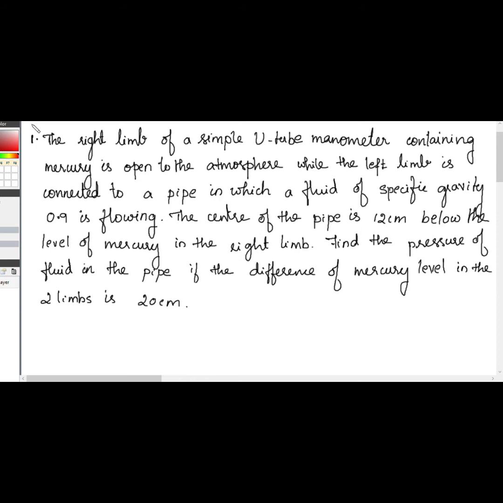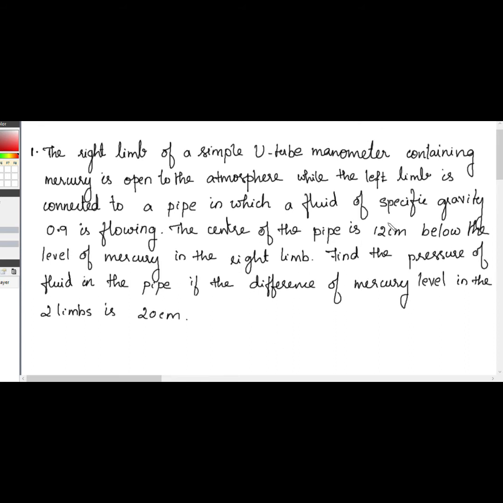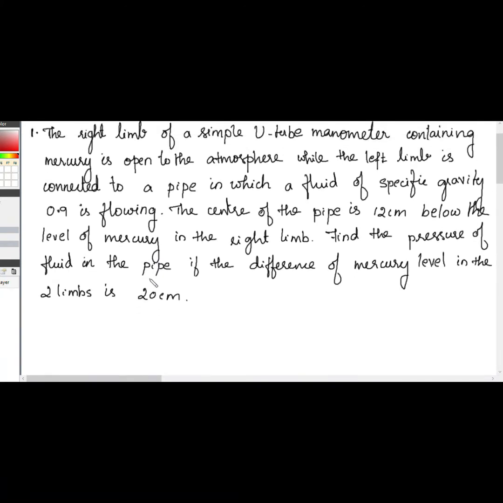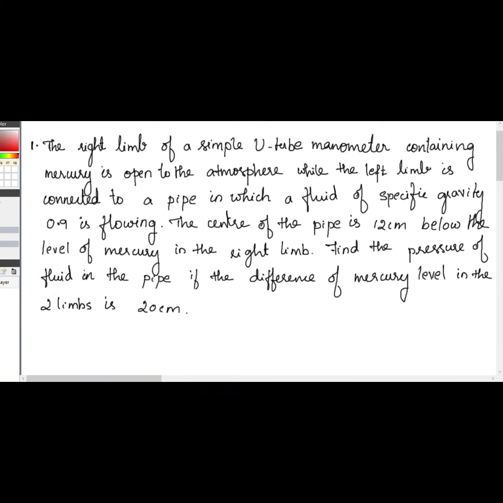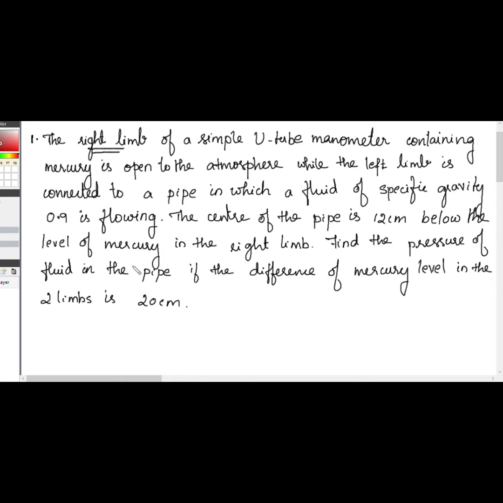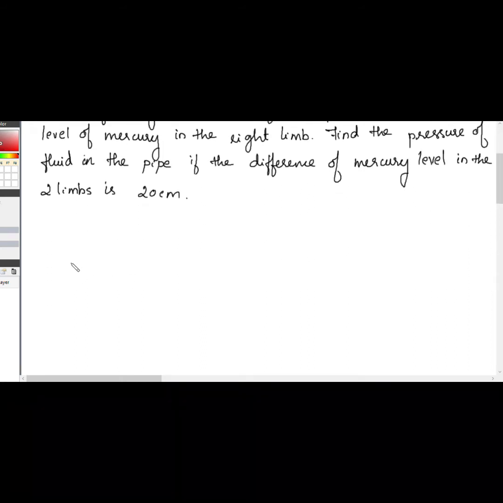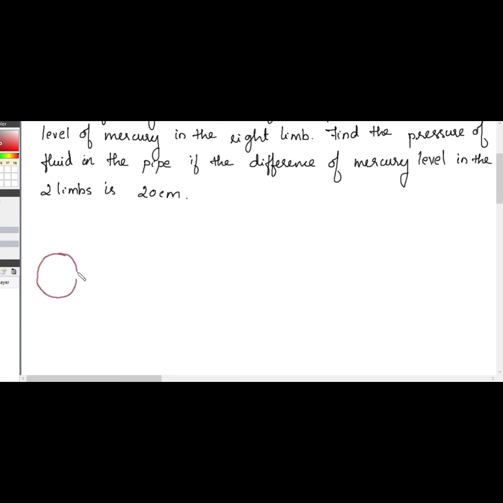The first problem is: the right limb of a simple U-tube manometer containing mercury is open to the atmosphere. So our U-tube manometer consists of mercury and its right limb is open to the atmosphere. First of all, we will draw the U-tube manometer, and since the right limb is open to the atmosphere, our manometer can be drawn like this.